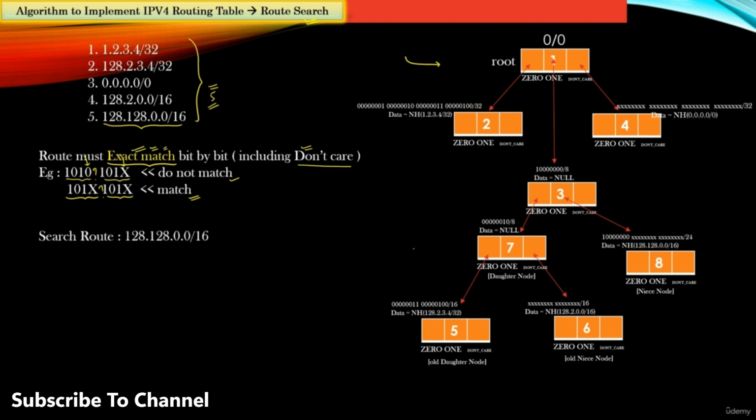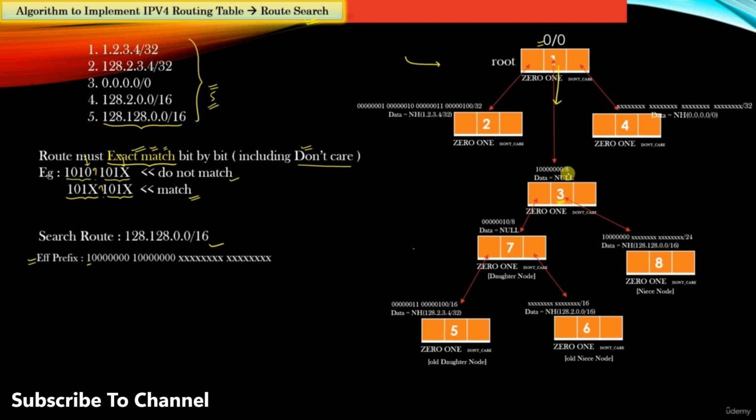Having said that, now let us see whether we are able to search the route 128.128.0.0/16. So the very first thing that we need to do is to compute the effective prefix of this route. So the following is the effective prefix of this route. Now the route search algorithm begins with the root node again. The very first bit of the effective prefix is 1, so I will take a path along the 1th child of the root node and I will land at node number 3.